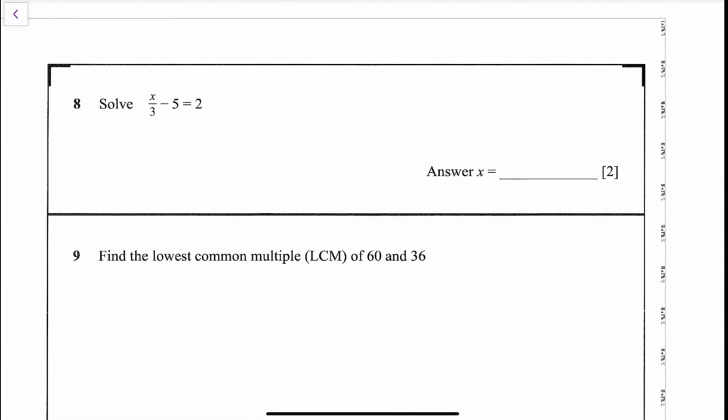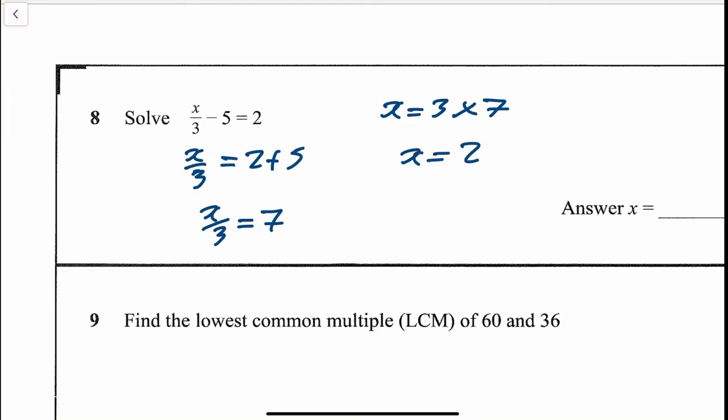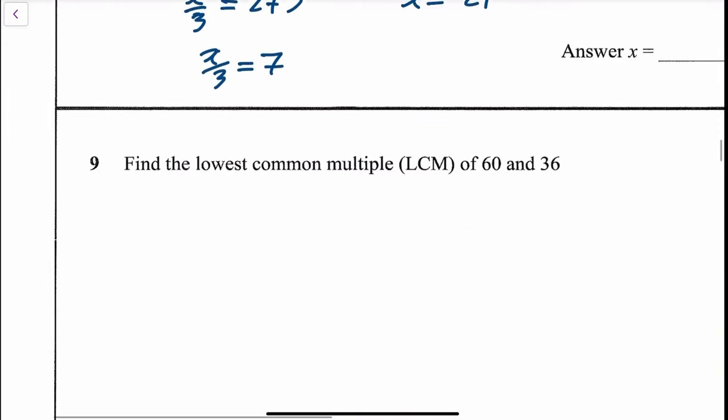Number 8, we have got this. Got to solve this. A lovely wee question. Just bring the 5 across and it adds. So that is x over 3 is equal to 7. And then bring the 3 across and it multiplies. So x is equal to 21.